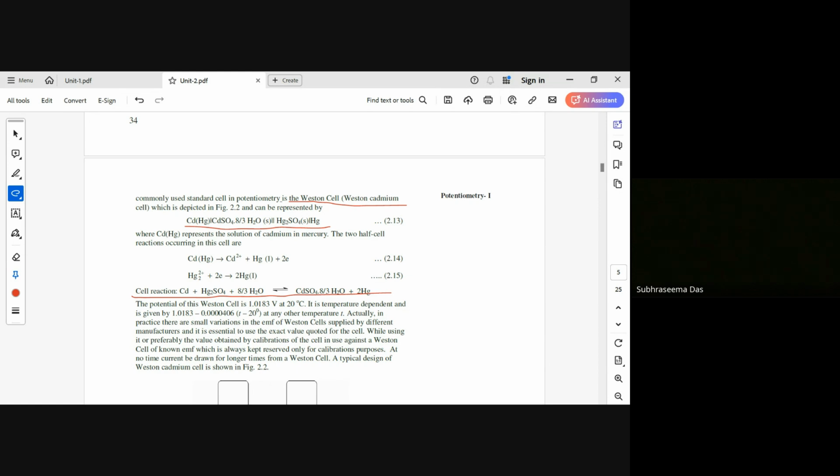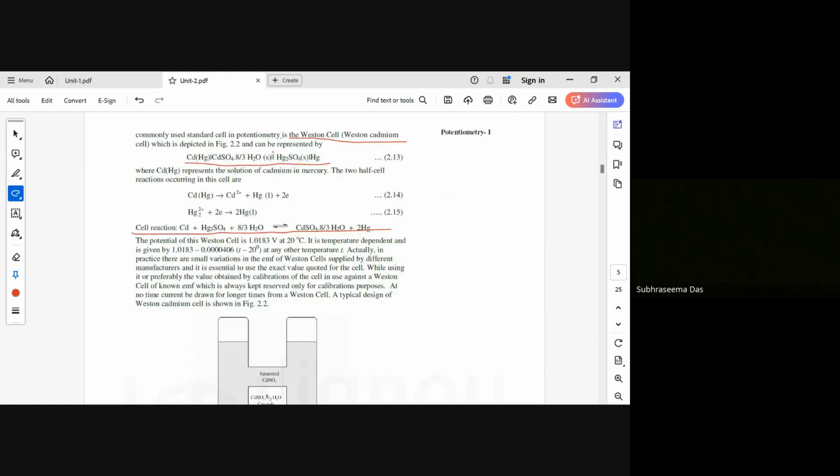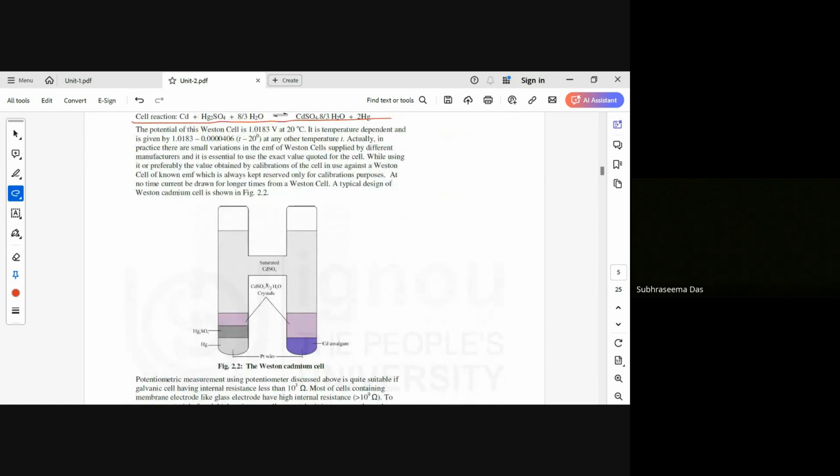A single vertical bar indicates the half-cell reaction, and the double vertical bar indicated here represents the salt bridge that is taken. Now, figure 2.2 depicts a single Weston cadmium cell. This is the representation of a Weston cell. The potential of this Weston cell has been measured as 1.0183 volt at 20 degrees centigrade.